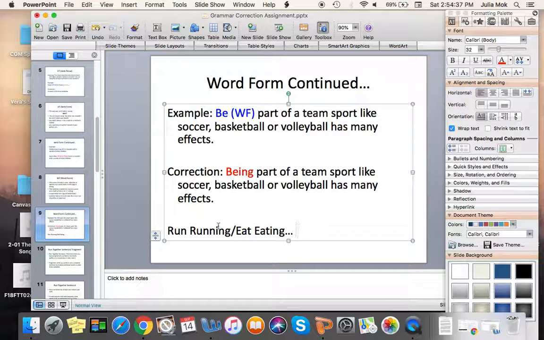gerund. And again, if you needed some extra help with that, the word I keep on saying is this word gerund here. You can look it up on Google and find some more about that. And so instead of our sentence starting with be, our sentence would start with the word being. Being part of a team sport like soccer, basketball, or volleyball has many advantages.